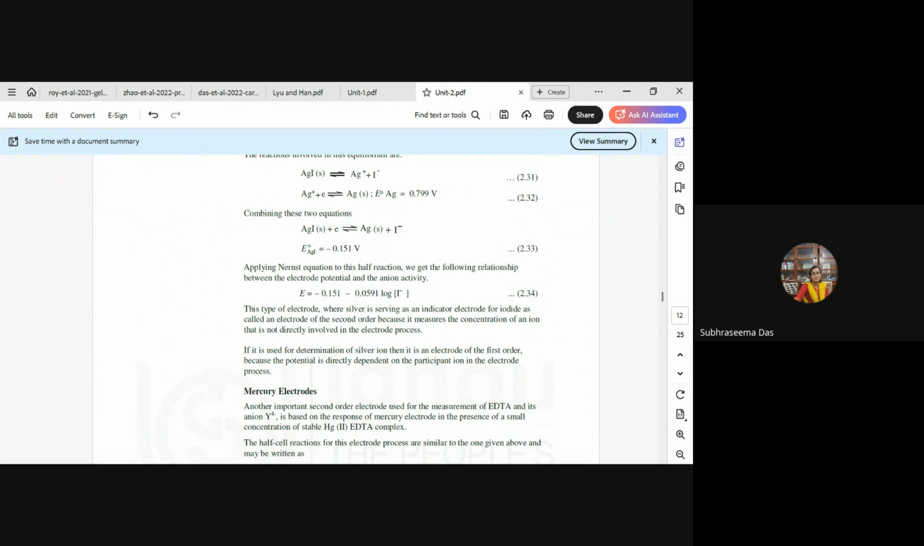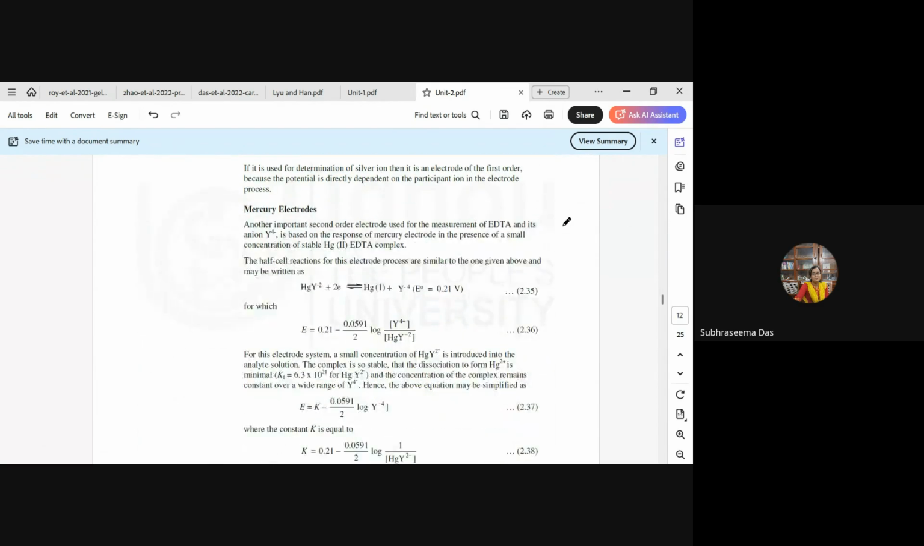So this type of electrode, where silver serves as the indicator electrode for iodide, is called an electrode of the second order because it measures the concentration of an ion that is not directly involved in the process. Then come the mercury electrodes. Another important second order electrode is used for the measurement of EDTA and its anion Y4-, based on the response of the mercury electrode to the stable Hg-EDTA complex.